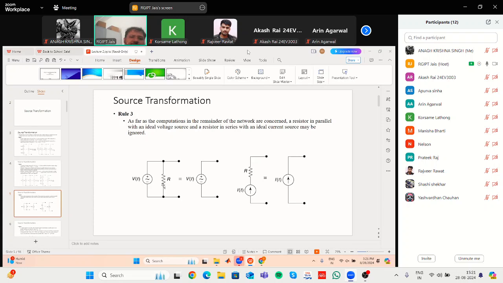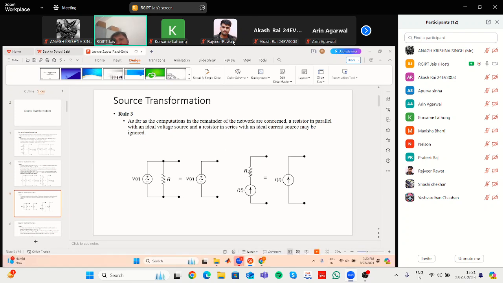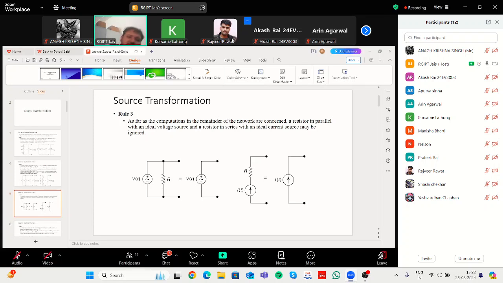Okay, and there is a resistance connected across it, and the resistance is connected in parallel to the voltage. Similarly, there is a current source, and a resistance is connected in series with the current. So, what is the use of this resistance? Will this resistance come into the picture?